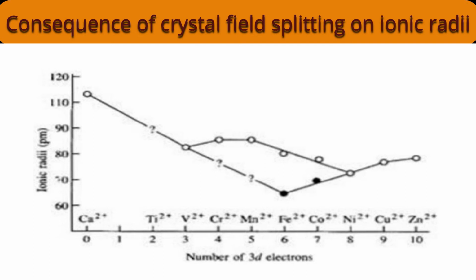So what is the point of interest? In low spin case, Fe plus 2 will be the smaller. In high spin case, vanadium plus 2 and Ni plus 2 in their respective halves will be the smaller ones.